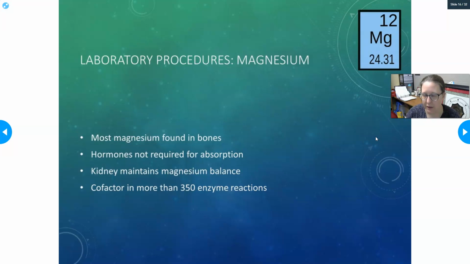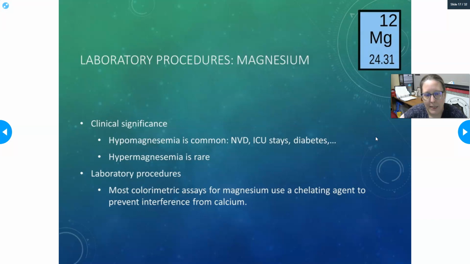So magnesium is definitely worth considering when one is looking for good health and good balance. Hypomagnesemia, so not enough magnesium in the blood, is common. It is seen if you have nausea, vomiting, diarrhea, in ICU stays, and in patients that have diabetes, and we know there are a lot of patients with diabetes. Having too much magnesium, especially in the blood, is really, really rare. On lab procedures, mostly it's colorimetric assays for magnesium. They use chelating agents to prevent interference from calcium. It's usually a color reaction where the color is proportional to the magnesium concentration.